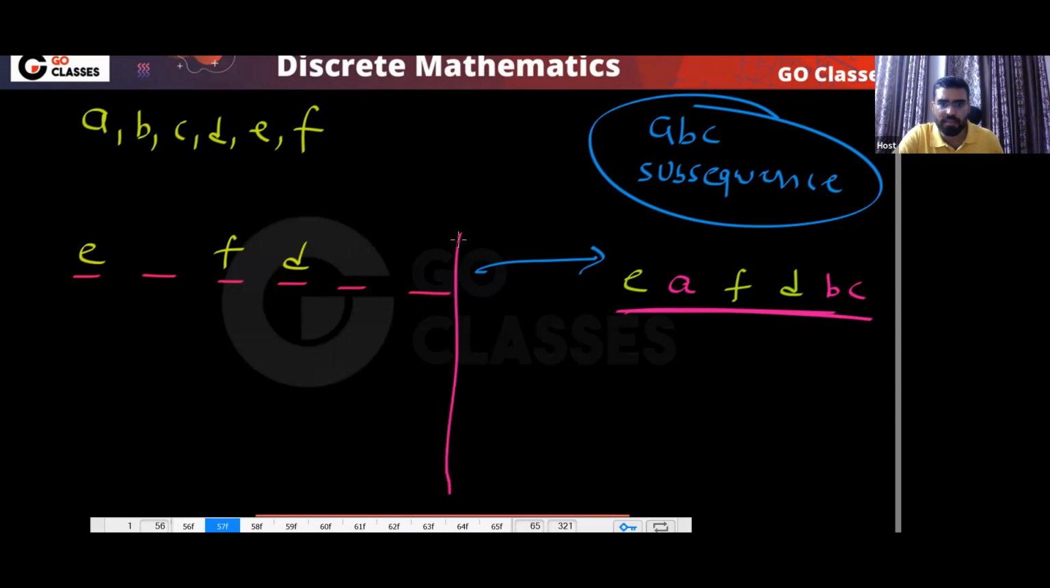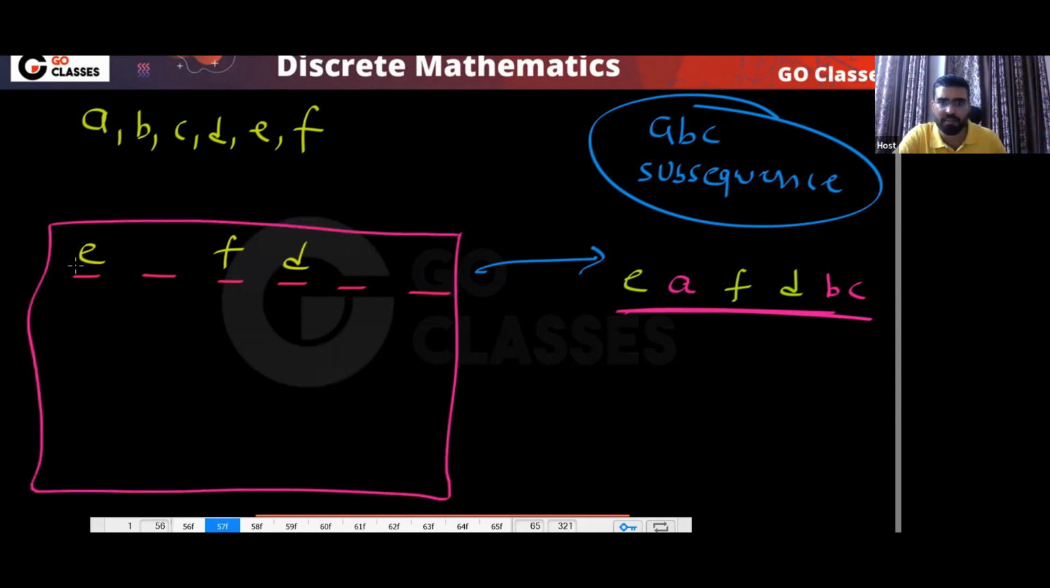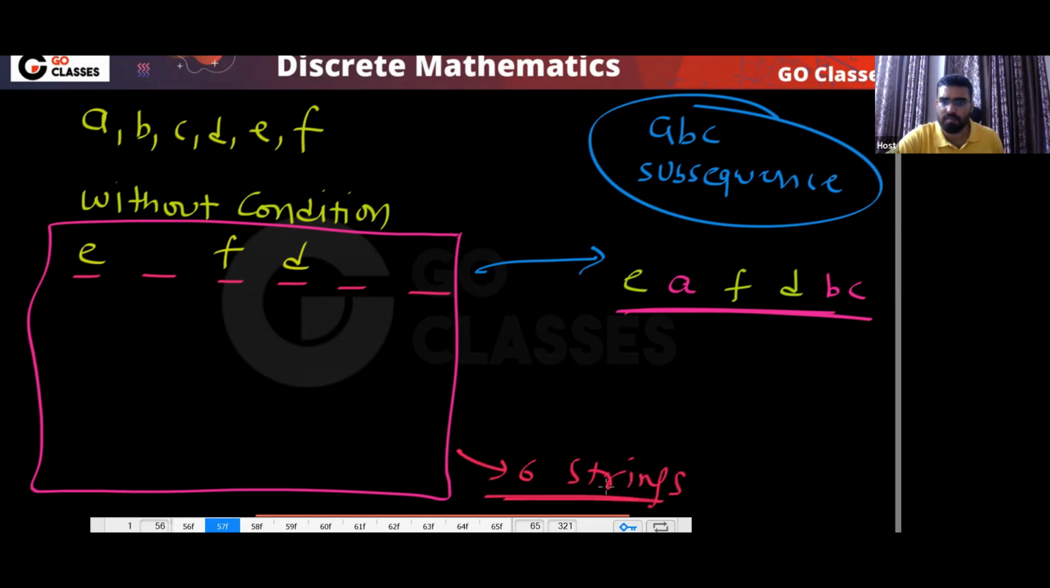Now you can notice the 6 strings that you can create here. Without condition, you can create a total of 6 strings. Yes or no? So there will be 6 strings without condition, and with the condition, there will be a unique string. This unique string you will get.